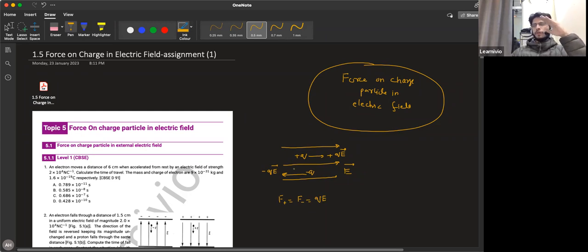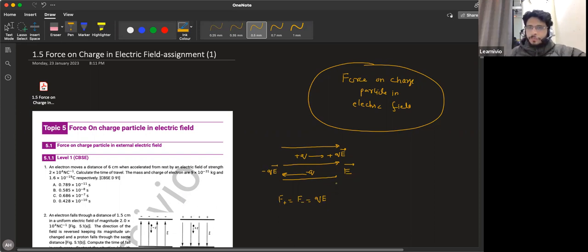So again, if you have an electric field and you place a charge in that electric field, then that charge will experience some force due to electric field. If that charge is positive, the force will be in the direction of field. If that charge is negative, then you will get force in a direction opposite to that.